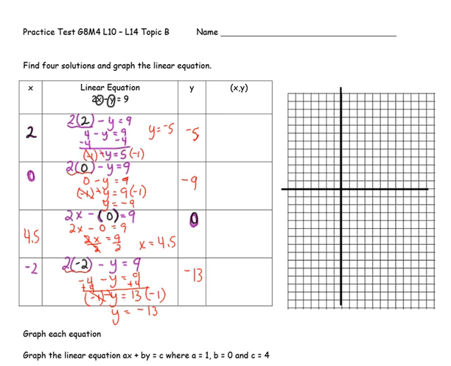Now I've got my ordered pairs. When you write ordered pairs, make sure and put parentheses around them to show that they are not just random numbers, but are rather a solution, an ordered pair. 4.5 and 0, and negative 2 and negative 13.